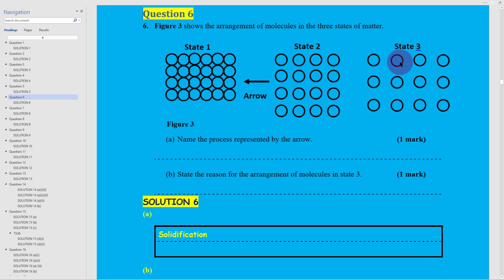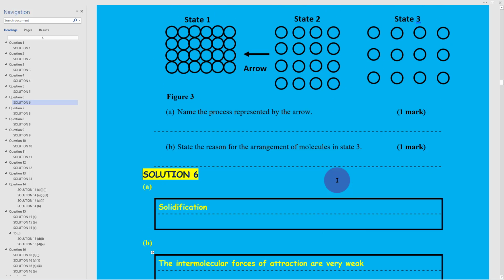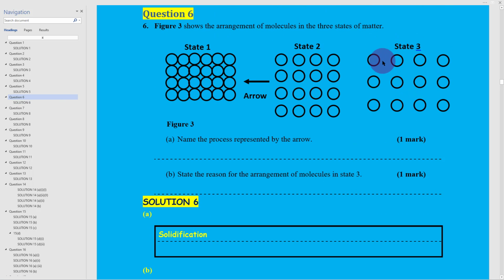Why these molecules are far from each other. And this is because the intermolecular forces of attraction are very weak. These intermolecular forces of attraction are usually referred to as cohesive forces. So they are very weak in gas state compared to solid and liquid state.